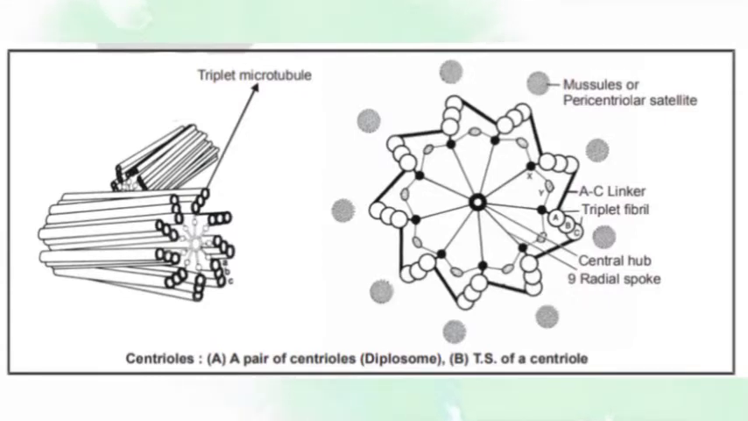Centrioles or centrosomes are important cell organelles which are present in animal cells. Particularly during cell division, these centrioles are present at both poles of the cell and help in cell division, particularly in the formation of spindle fibers. The plane of cell division depends on the location of these centrioles. Centrioles are absent in plant cells.